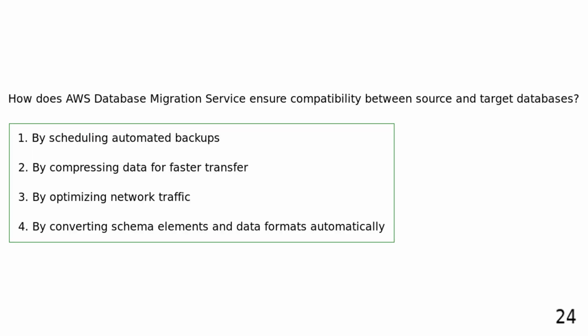How does AWS Database Migration Service ensure compatibility between source and target databases? By scheduling automated backups. By compressing data for faster transfer. By optimizing network traffic. By converting schema elements and data formats automatically.